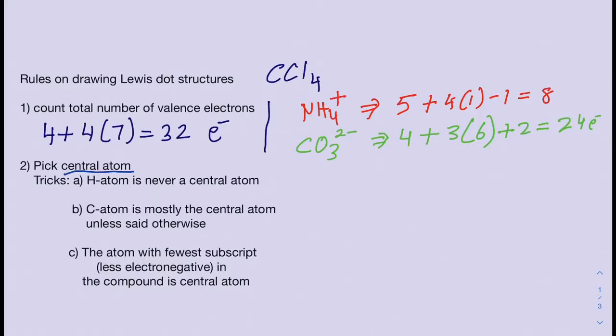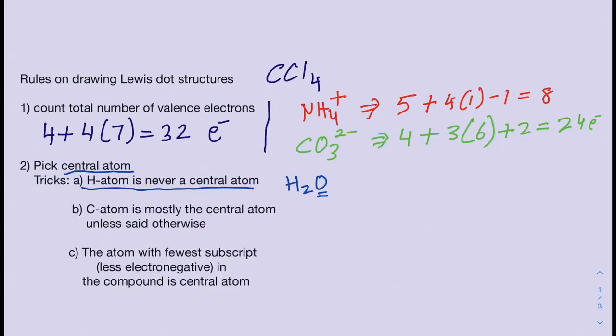There are some tricks that you can use, and those tricks work almost all the time. The first trick is that hydrogen is never a central atom. So if you see a hydrogen in a compound, it's not going to be the central atom. Let me take an example. If I have water, in water I've got 2 hydrogens and 1 oxygen. So in this particular case, your central atom would be the oxygen, because hydrogen is never going to be the central atom.